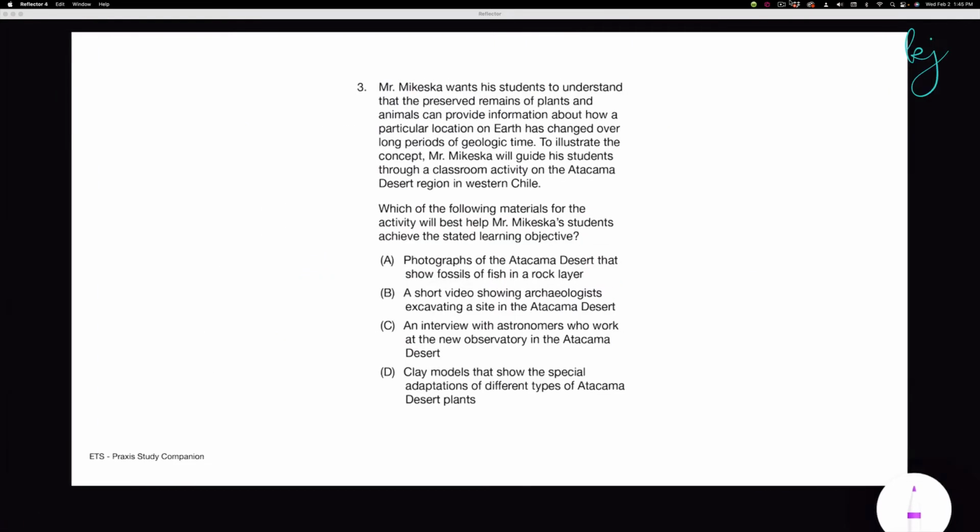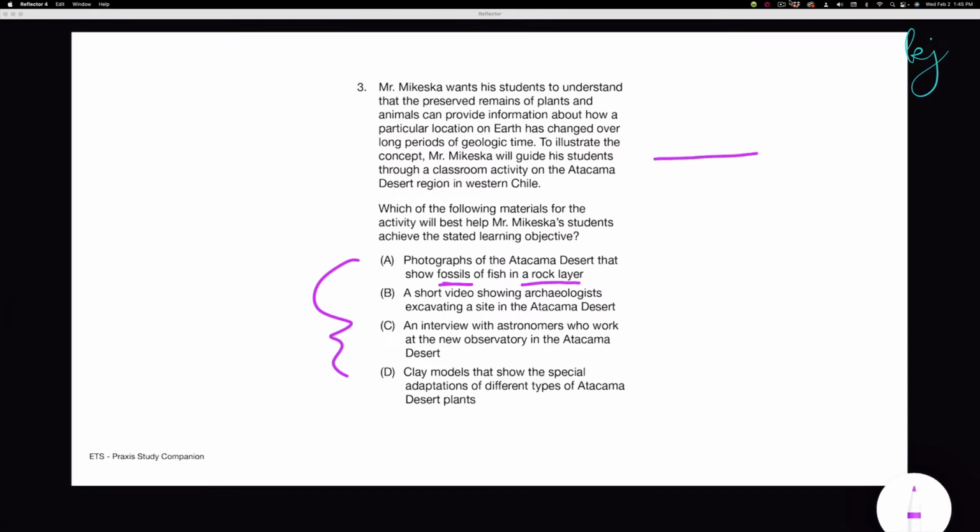Now, let's jump right into a test question so I can show you how this might look on the exam. So again, I'm going to work backwards, and I have photographs of the Atacama Desert that show fossils of fish in a rock layer. Well, I'm talking about life science. Love the fossils because that shows you the way organisms have changed over time. And also a rock layer, that helps to show time because I'm going to do it again.